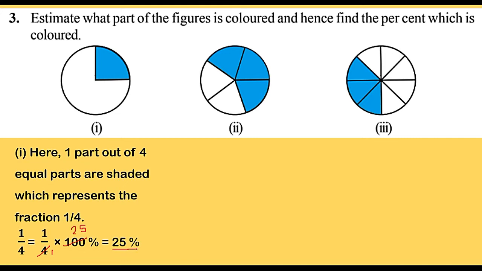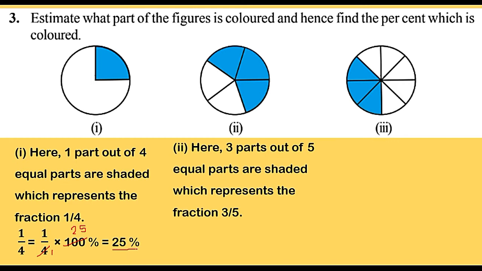Second one, you can see the fraction part. 3 parts are colored out of 5 parts. So 3 upon 5 is the fraction value. Converting to percent by just multiplying it with 100. So 3 upon 5 multiply by 100, 5 ones are 5, 20 times, and 3 multiply 20 will give you 60%.